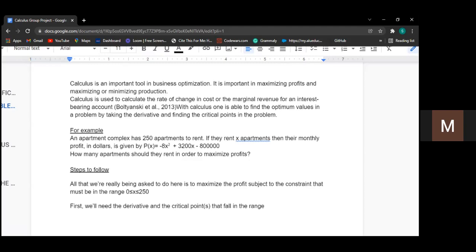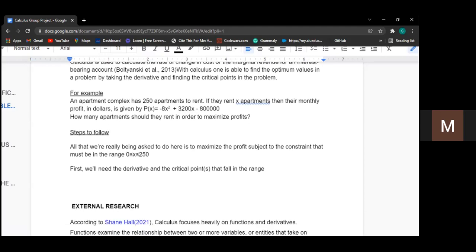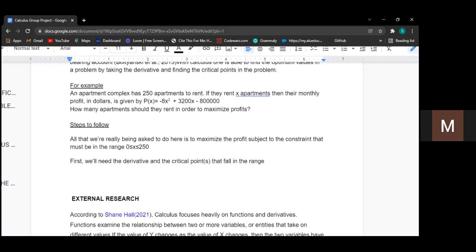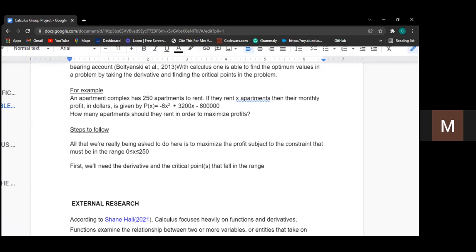To tackle this problem, we'll first have to know what we're being asked, which is to maximize profit subject to the constraint that X must be in the range of 0 ≤ X ≤ 250. And then we'll need to get the derivative and the critical points that fall in the range. I'm going to invite Marshawn to take us through the research.